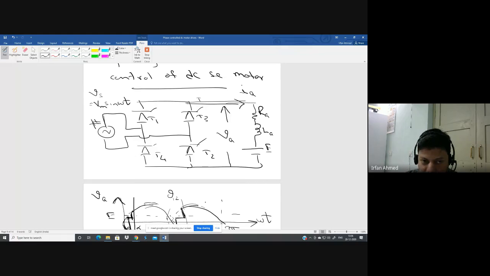Okay, so this was the circuit diagram as we had seen in the previous class. There was an AC supply, Vm sin omega t, 4 SCRs, T1, T2, T3, T4, and this is the armature circuit of the DC motor. The field circuit is not shown in this circuit diagram.